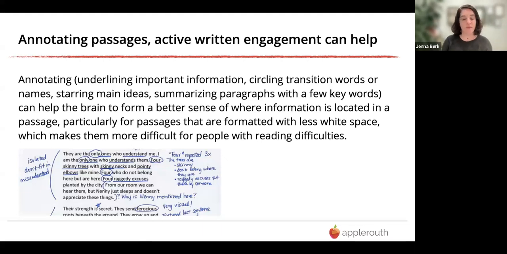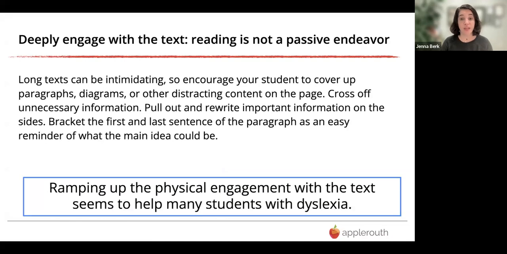You're underlining important information, circling transition words or names, starring the main idea, summarizing the paragraph with a few keywords. I love doing that. And that can help the brain create a map of where information is located in the passage, which can be really helpful for people with reading difficulties. So deeply engaging with that text, making it active, not passive, super, super helpful.